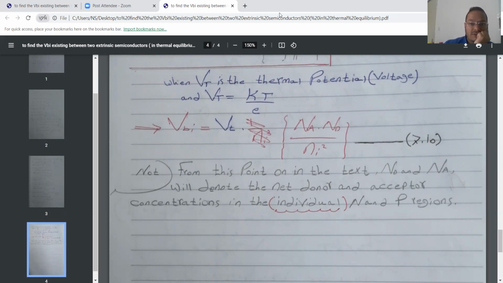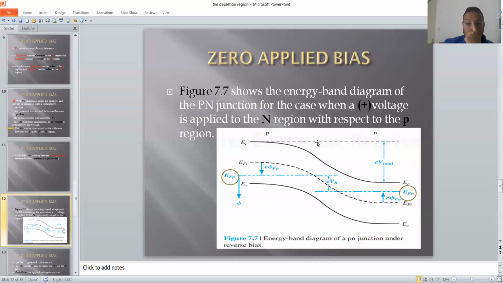Now let's come back to our notes. Like we see here, figure 7.7 shows the energy band diagram of the PN junction for the case when positive voltage is applied to the N region with respect to the P region. Here, the hole potential from intrinsic Fermi level to hole energy valence to the hole Fermi energy level. And here V total equal the difference between the conduction band at the P type and the conduction band at the N type. And here we see the intrinsic Fermi level, the conduction band and valence band.